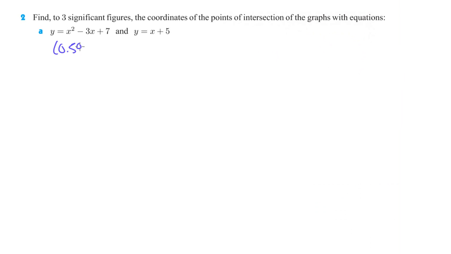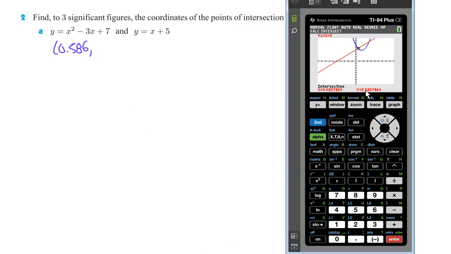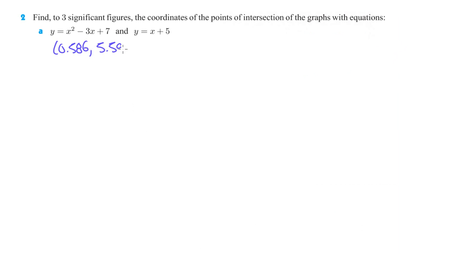So 0.586 for the x, and then for the y, 1, 2, 3 significant figures. That 5 tells the 8 to get bigger, so 5.59. Okay, so that's 3 significant figures, 3 significant figures.